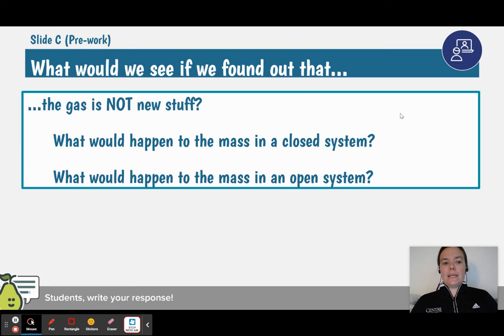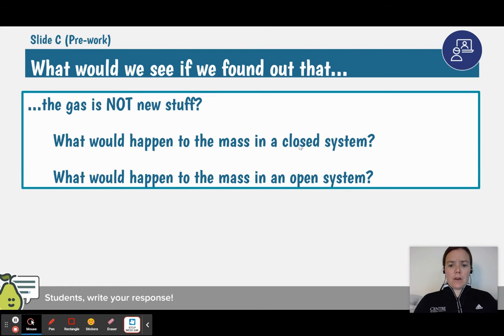So now what would it look like if the gas is not something that's new? Specifically, I want you to think about what would happen to the mass, how much it weighs, if I zipped up that Ziploc bag, and then what would happen to the mass if I left the top of the Ziploc bag open when we reacted our bath bomb and our water.